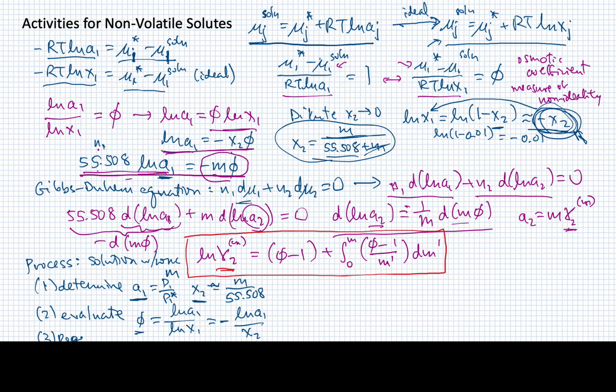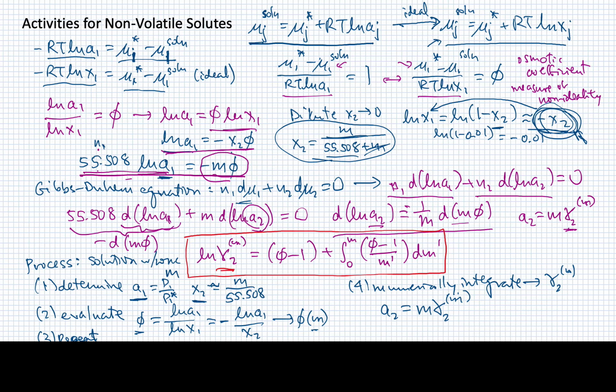repeat for several different concentrations, because what we're going to want to do is eventually get some estimation of how this osmotic coefficient varies with the molality. And once we have that, then we can numerically integrate this expression to obtain the activity coefficient for the solute. All right, so once we've obtained that activity coefficient, then we can find A2 is just equal to the molality times the activity coefficient of the solute.